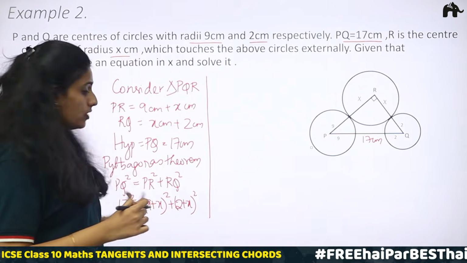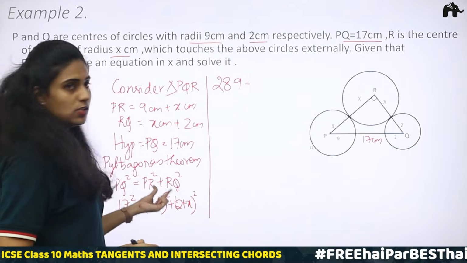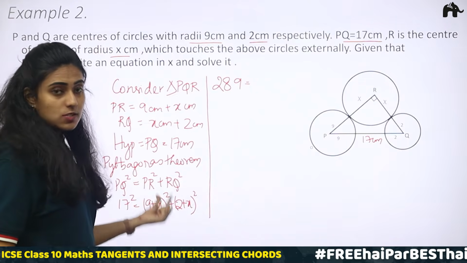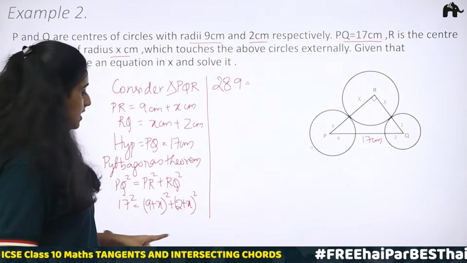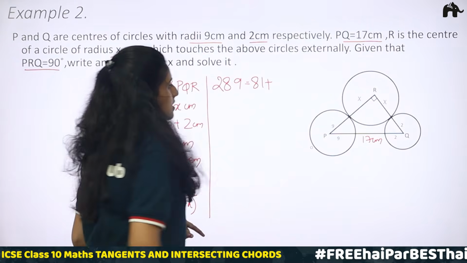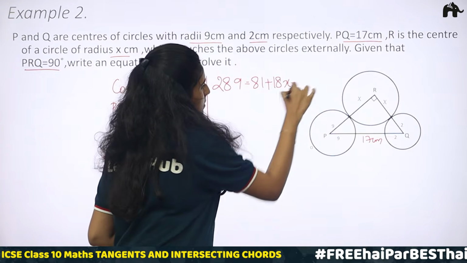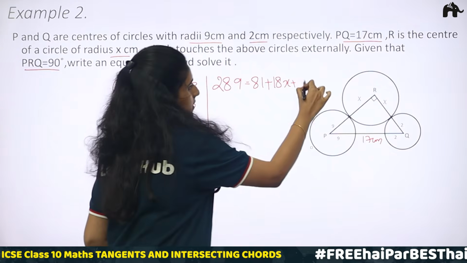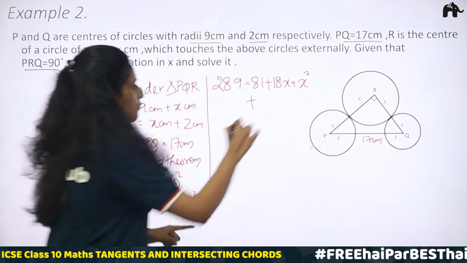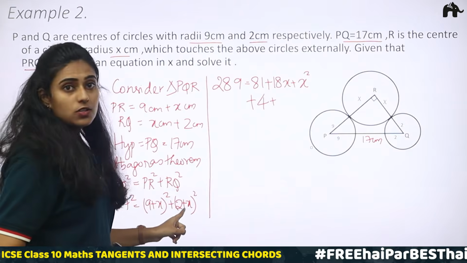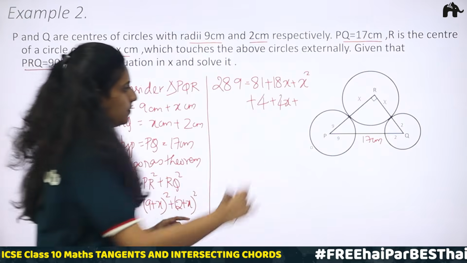Okay. What is 17 square? 17 square is equal to 289. 289 is (9 plus x) whole square. (a plus b) whole square is equal to a square plus 2ab plus b square. Here in place of a we have 9 and in place of b it is x. 9 square is 81, plus 2ab: 2 into 9 is 18, into x, 18x, plus b square, x square. Plus this part, (2 plus x) whole square: 2 square is 4, plus 2 into 2 into x, 4x, plus x square.